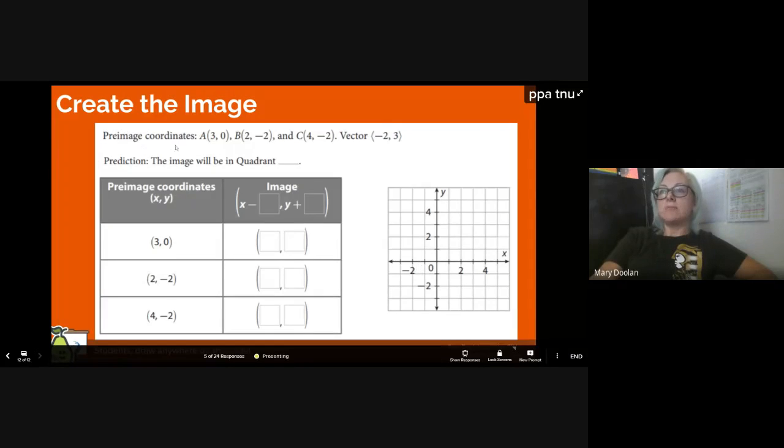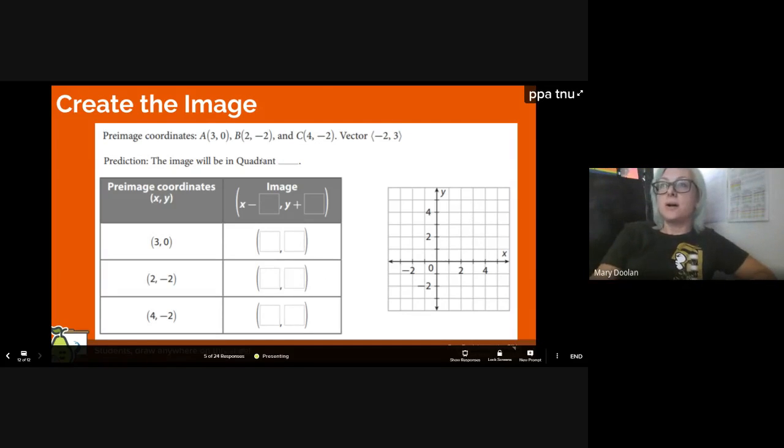Awesome. All right, and then the last slide we want to go over was slide 12. So it says create the image. These are your pre-image coordinates. You would have to plot them on this little graph here. And then this is your vector, -2, 3. So this is what we're doing. The x coordinate is changing. I'm sorry, scratch that. The x coordinate is changing. It's going to go to the left 2, and then the y coordinate is changing because it's going to go up by 3.